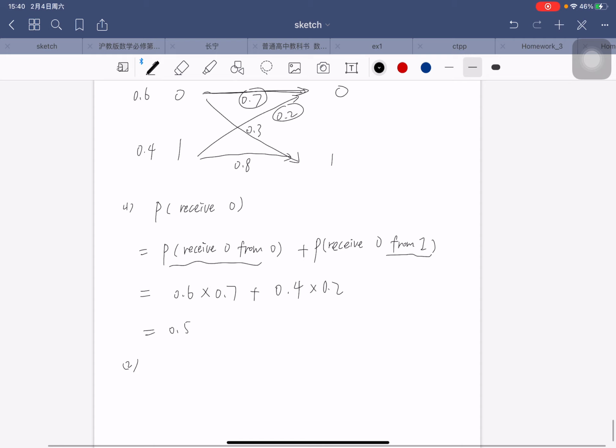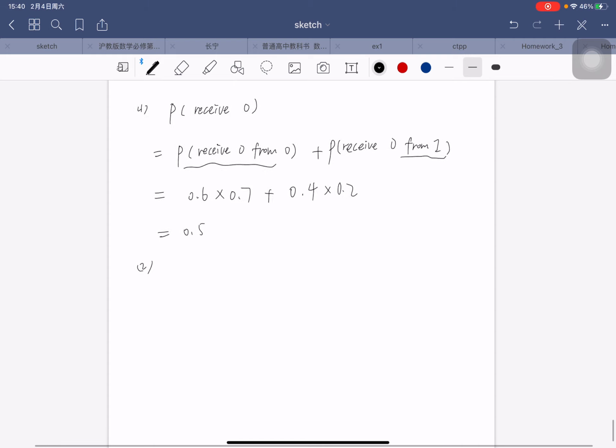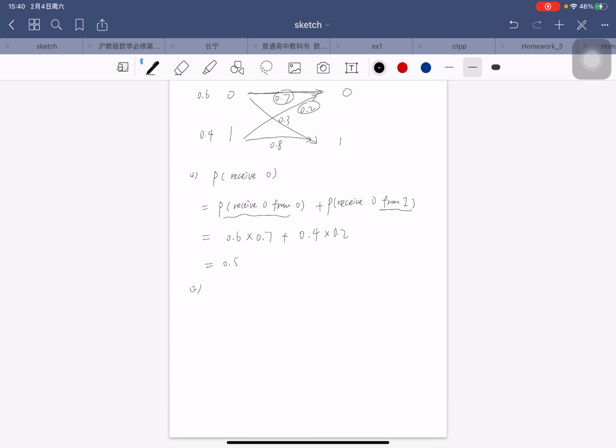Okay, then the second problem is what's the probability to have an error, which means we transmit a 0 and we receive 1, or we transmit 1 and receive 0. So I can write it as the probability of 0 to 1 plus the probability of 1 to 0.